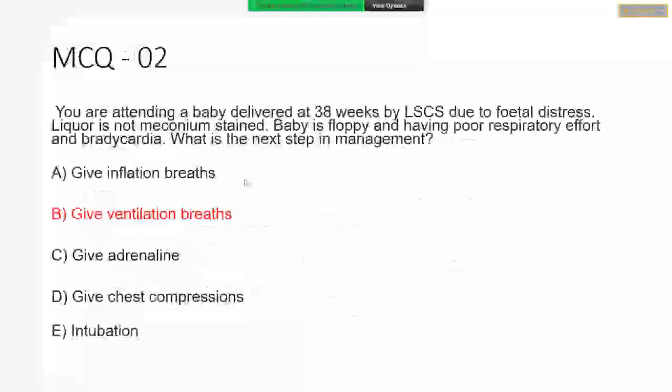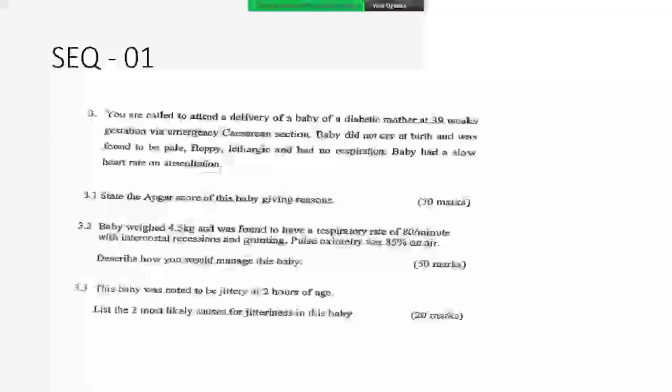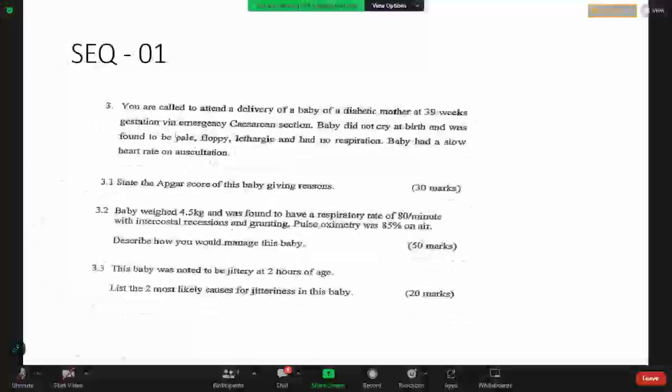So that's all I could find as an MCQ. When you're doing it, just look at whether there are any other MCQs. Okay, SEQ. This is a common topic.